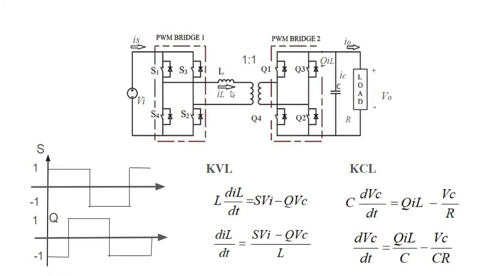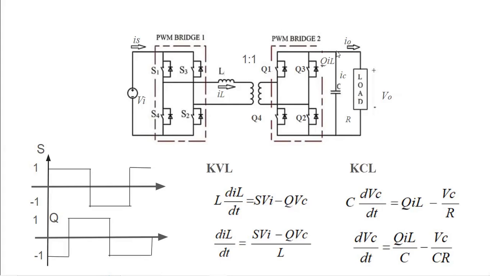Now we can write the KVL equation on the input side. The voltage across the inductance L can be written as L into dIL by dt. That is equal to S times the input voltage Vi minus Q times the voltage across the capacitance, that is the voltage across the second bridge. So we can write the first state equation, which is dIL by dt equal to (S Vi minus Q VC) divided by L.